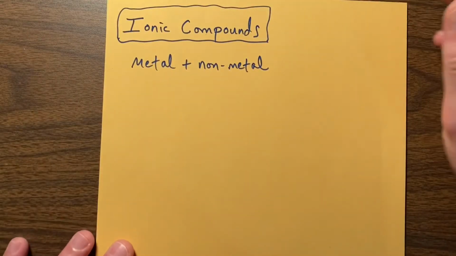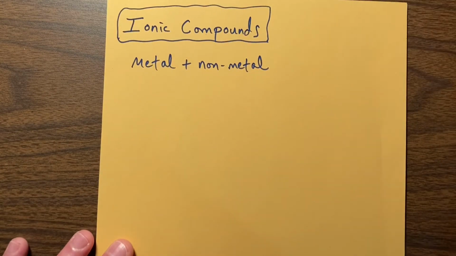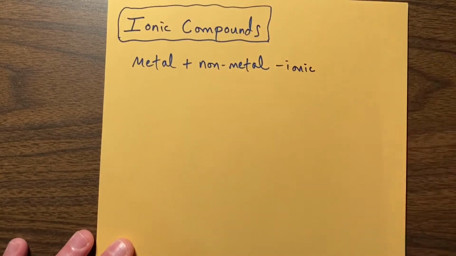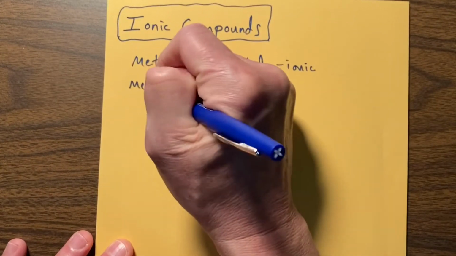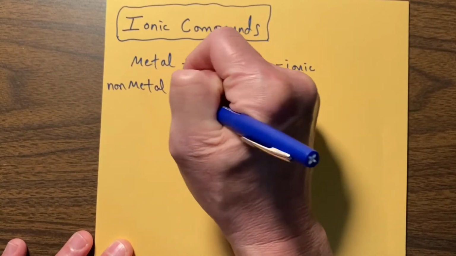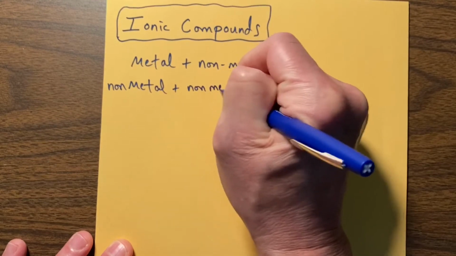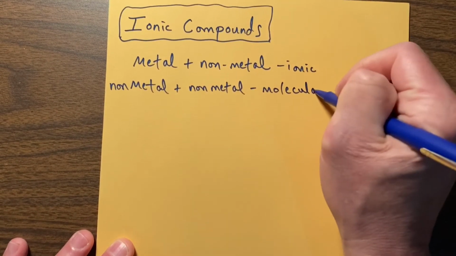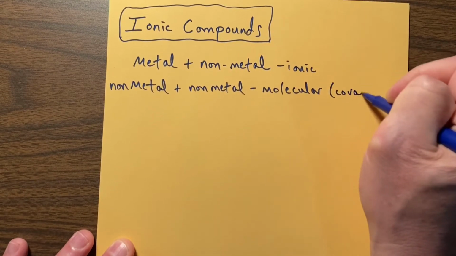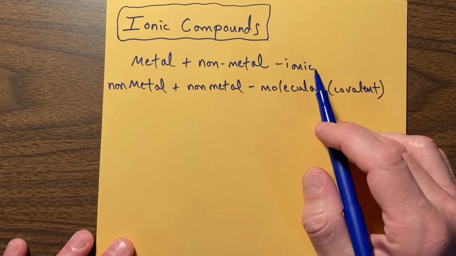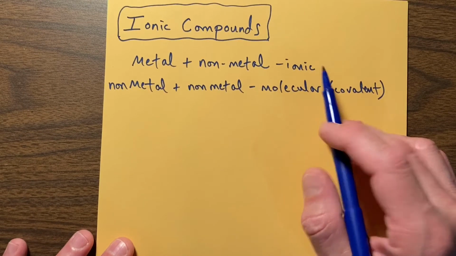So have that table handy when you're watching this video. It might be helpful. And these are the 2 general classes of compounds we're going to discuss. And if you combine a nonmetal with a nonmetal, we're going to call those molecular compounds, sometimes called covalent compounds. And these 2 words, ionic and covalent, are the 2 general classes of bonds that most compounds use.